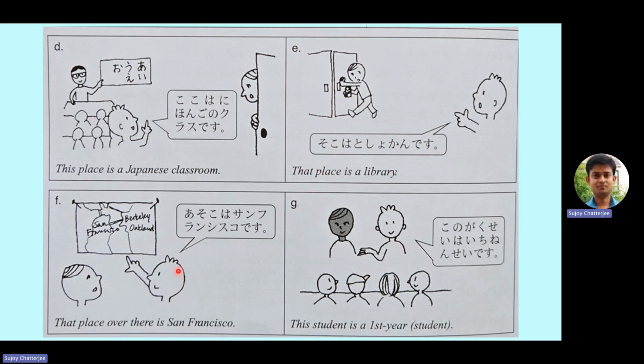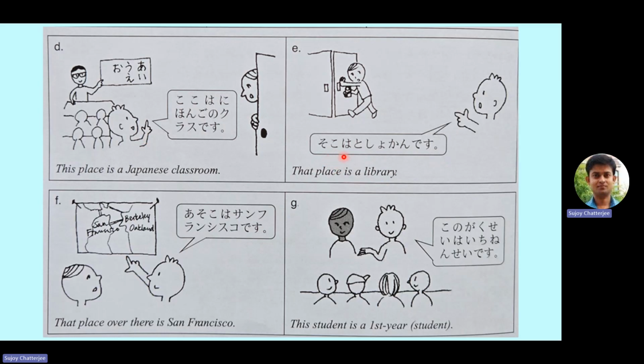And the other one, the third one will be asoko. So asoko wa San Francisco desu. That place over there is San Francisco. So now the place is neither near the speaker nor near the listener. So when we used koko wa, that means it was near the speaker. Here is the classroom, or this place is a Japanese classroom.